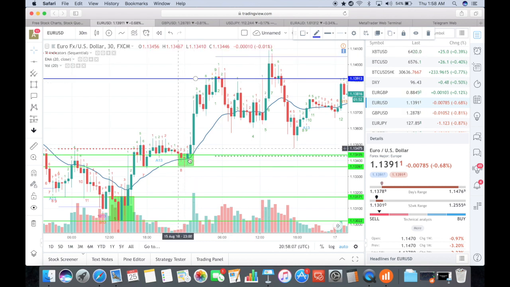All right, after this demand zone there is another, this one. So most likely the prices of EURAUD are going to reverse from this area, and we will see 1.133 and 1.13435, I mean around this zone.